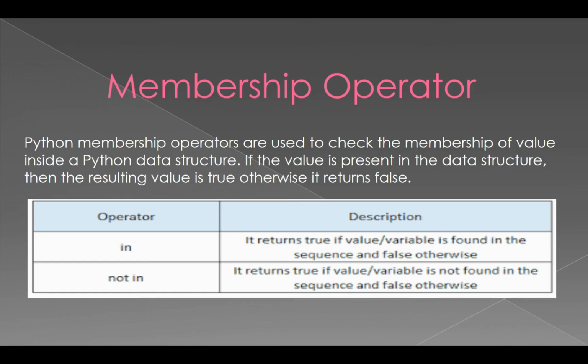So basically in will return true if that value is present in the group, or in the sequence. Why are we saying in the sequence? Because a sequence is a data type like list, tuple, string, right? So if we are checking whether a value is present in our list or tuple or string, then you will get true. And not in is just the opposite, it will return true if the value is not found in the group. Okay, so this is the use of the membership operator.